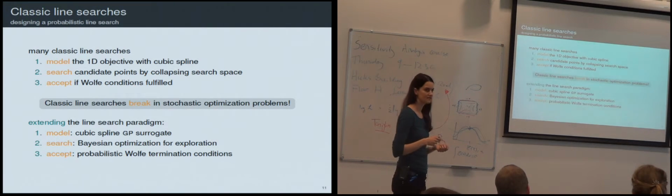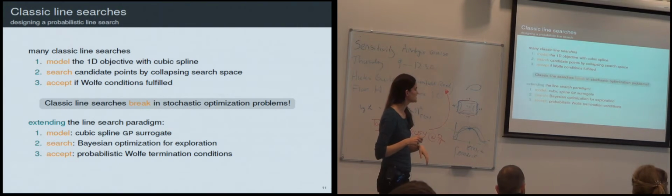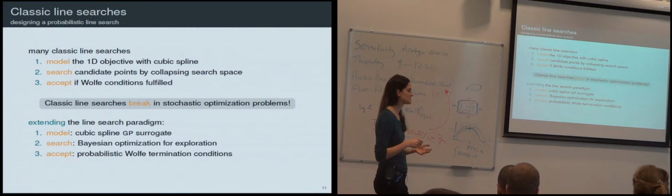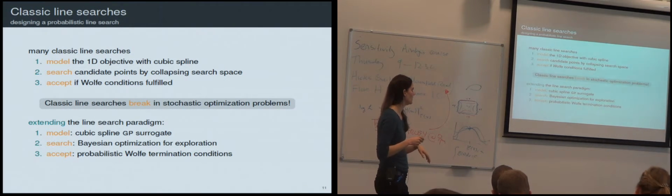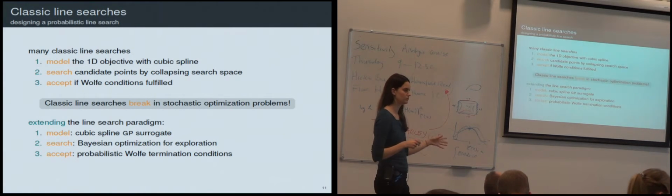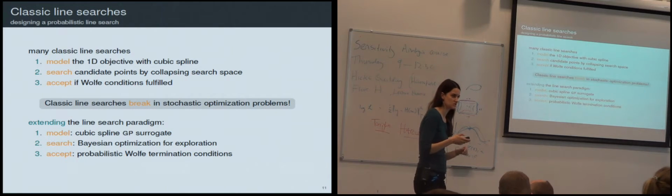Now we're going to translate this to the setting when we have noise. So instead of cubic splines, we're going to use a special Gaussian process where the means are cubic splines. Then instead of collapsing the search space for suitable candidates, we're going to do some kind of lightweight version of Bayesian optimization. And instead of binary Wolfe conditions, accept or not, we're going to have some probability that Wolfe conditions are accepted.